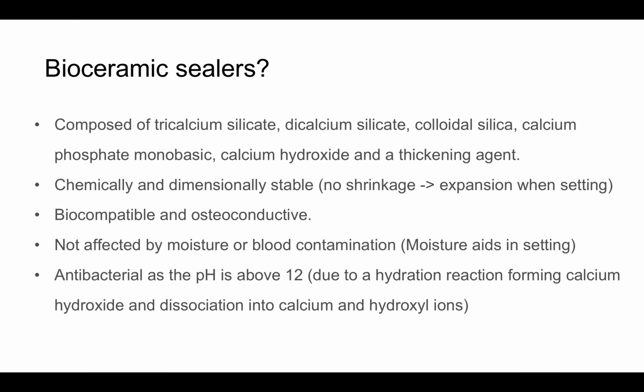So why should we use bioceramic sealers? Bioceramic sealers are basically composed of tricalcium silicate, dicalcium silicate, colloidal silica, calcium phosphate monobasic, calcium hydroxide. Some other compositions can be available as well, and of course a thickening agent. It is chemically and dimensionally stable, as there is no shrinkage and expansion when setting.